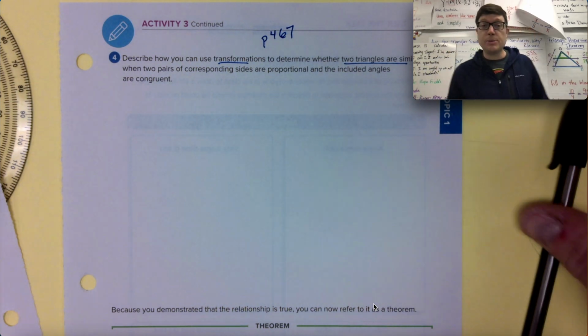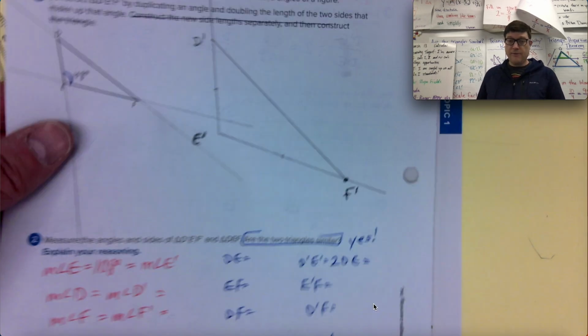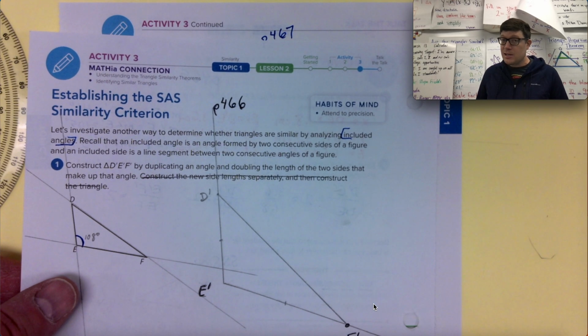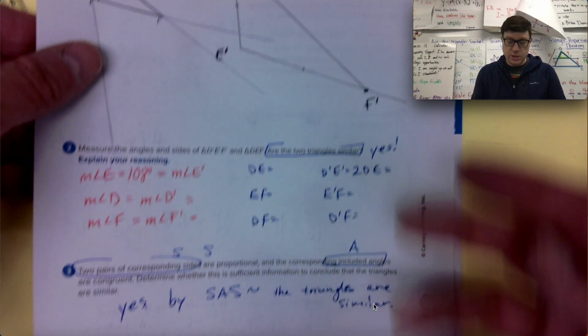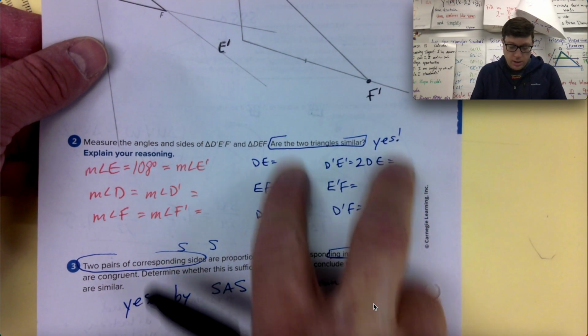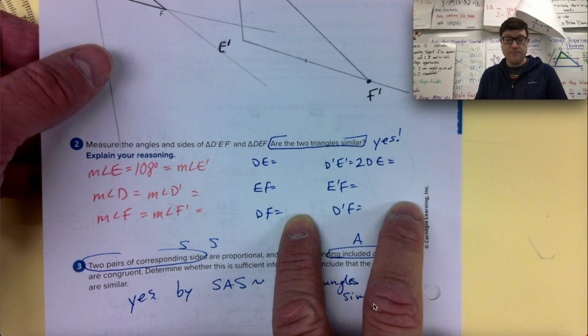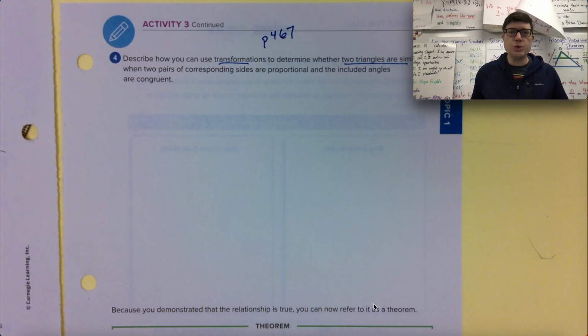Have a highlighter and have something to write with. Of course, you should also have already done page 466. So if you haven't watched that video and haven't answered the questions on that video, including the ones where you're supposed to go back and measure DE, D prime, E prime, etc., go do that.